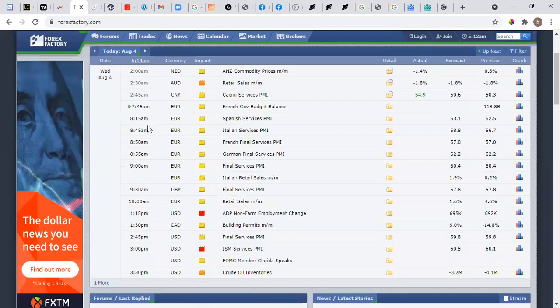So look at the time. Currently, we are at 5 o'clock a.m. Make sure that your time is actually synchronized with their time.